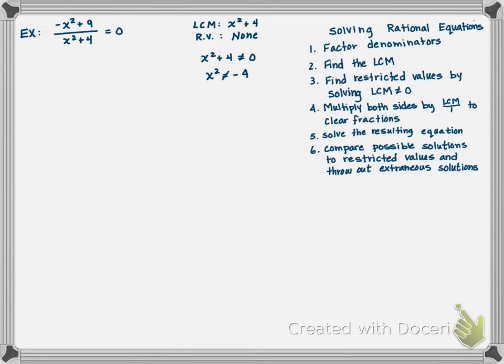So now we'll clear fractions. X squared plus 4 times 0. So on the left side, we just get our numerator, so negative x squared plus 9. And then on the right side, what do we get?